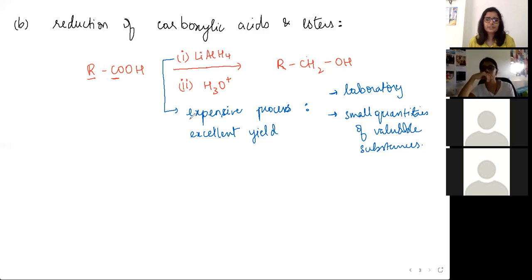Okay, so there's an excellent yield of alcohol from reducing with LiAlH4, but because it is expensive, you're just not going to use it wantonly. You take care of where all you can do it. So a less expensive process of converting acids to alcohols is to first convert the carboxylic acid into an ester. You guys remember how to convert acid to ester?